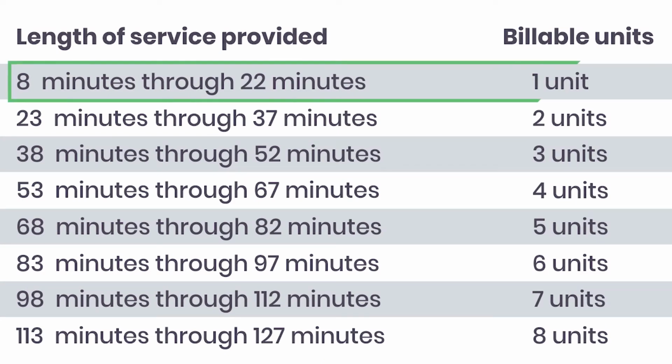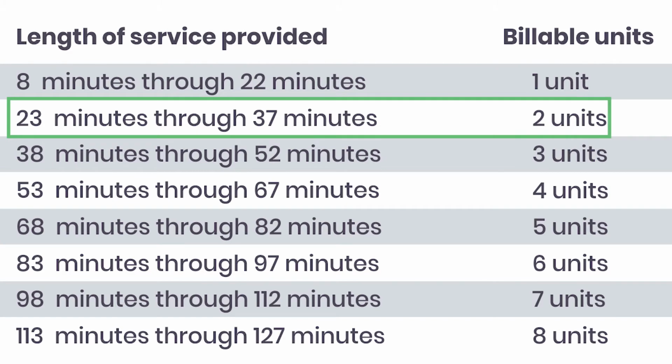If the service length is 8 to 22 minutes, the provider bills for 1 unit. If it's between 23 and 37 minutes, they bill for 2, and so on. Now this continues until the health professional accounts for all of their time. Here are some examples to make this easier.